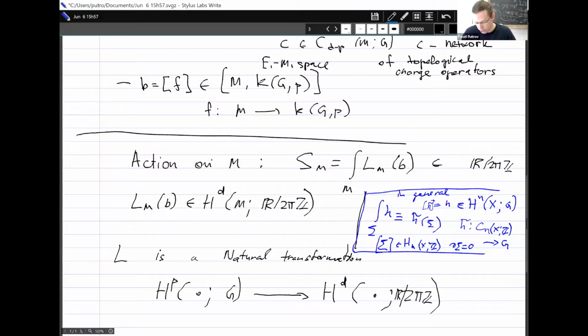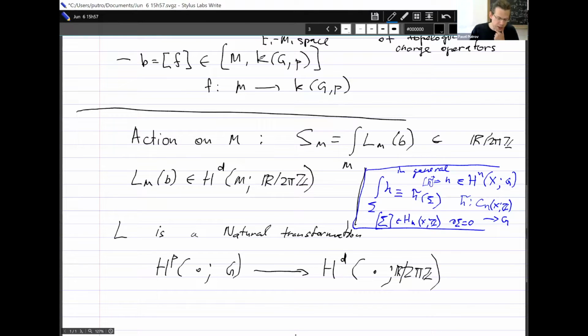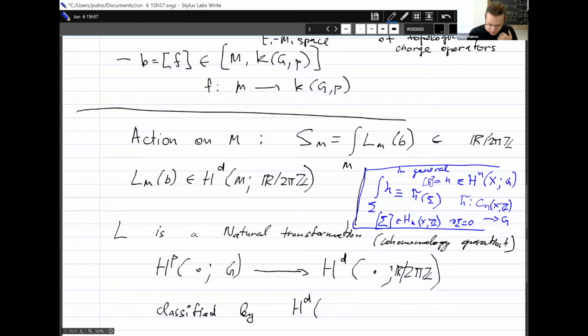We reviewed the notion of natural transformation. It satisfies certain naturality conditions. We can plug any topological space there, in particular our space-time manifold. Using the Yoneda lemma, one can show that this natural transformation between cohomology functors is what is called a cohomology operation, and cohomology operations are classified by the cohomology group of K(G,P) with coefficients in R modulo 2 pi Z.